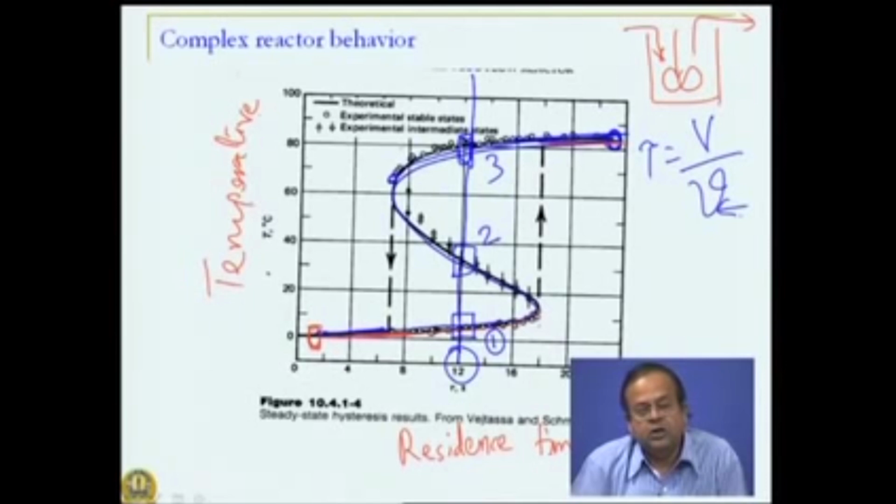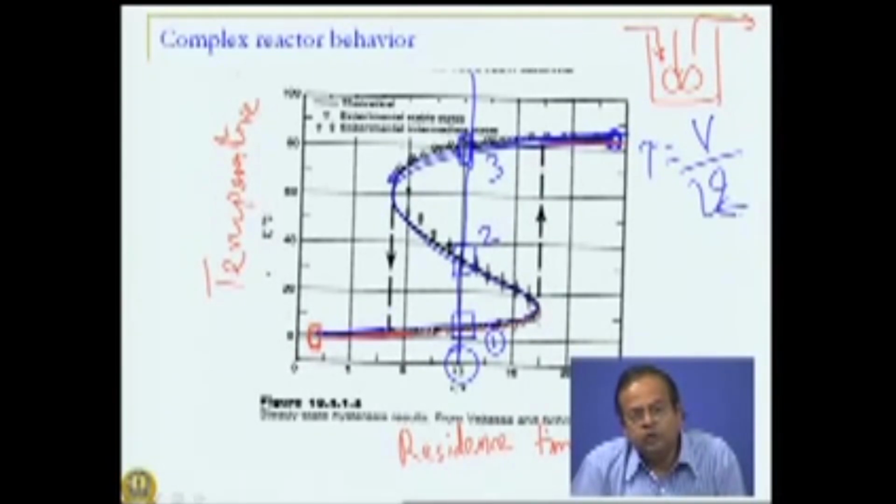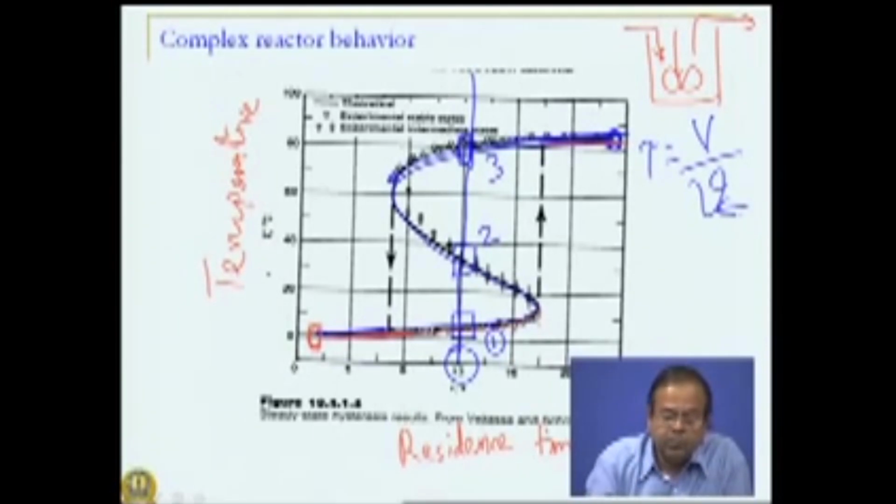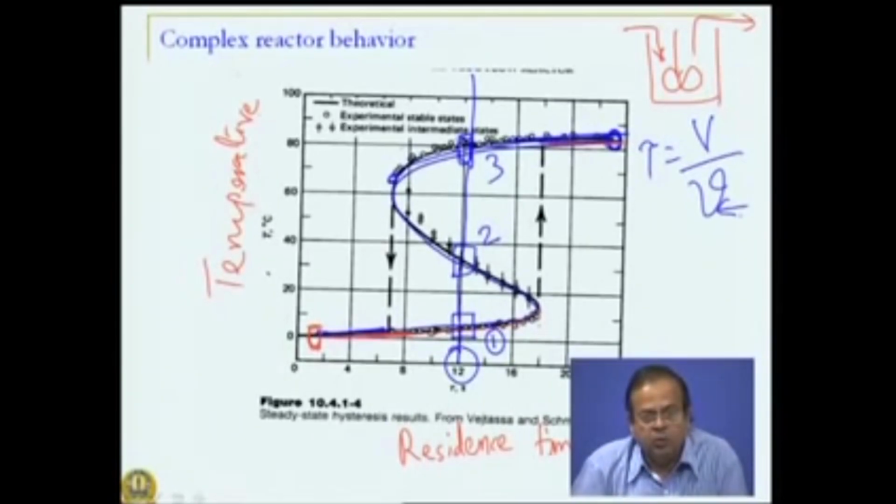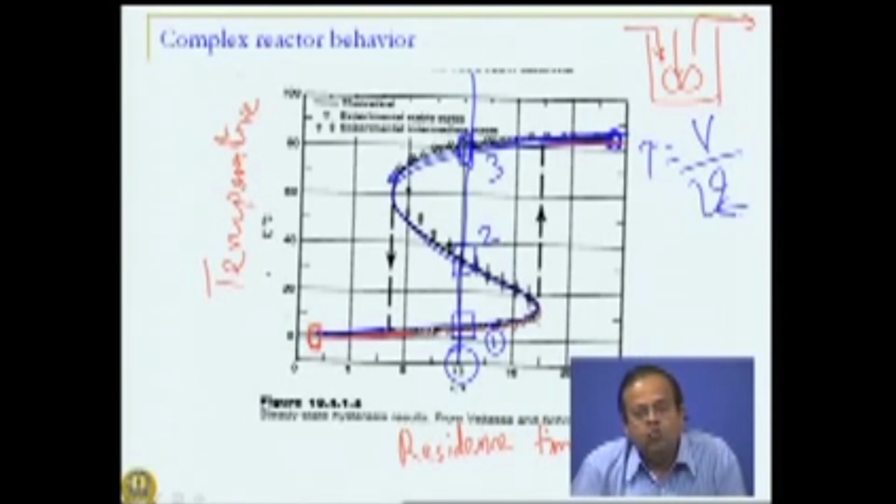So, two lessons here. One, because of this complex kinetics, and we will see why this occurs, there is a possibility first of multiple steady states, and number two, which of these steady states we will reach depends on how we start the reaction.